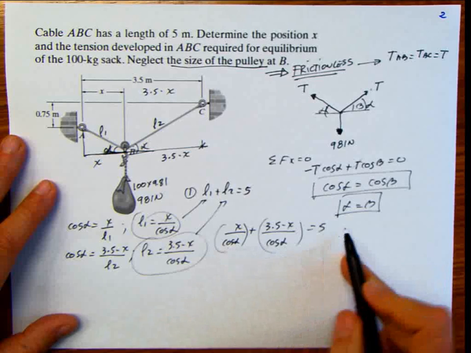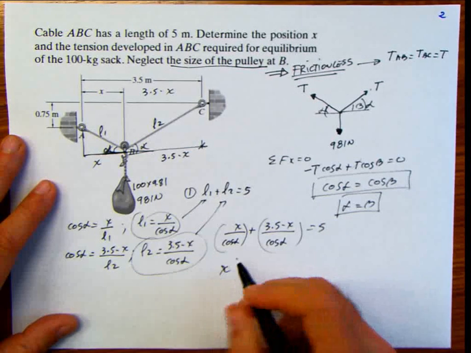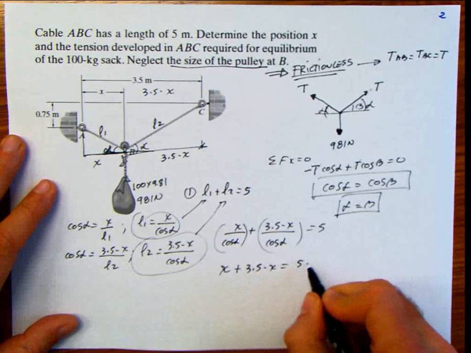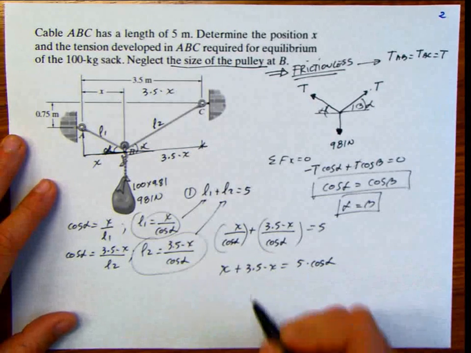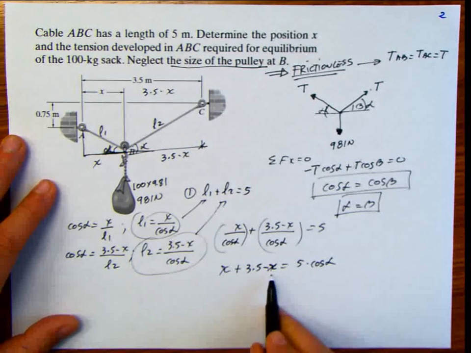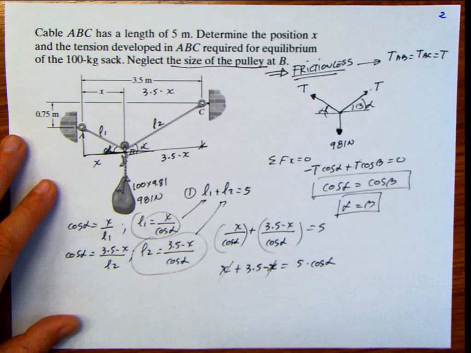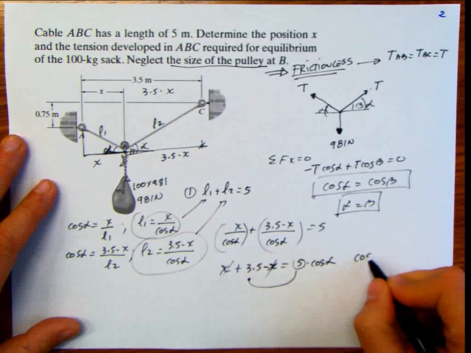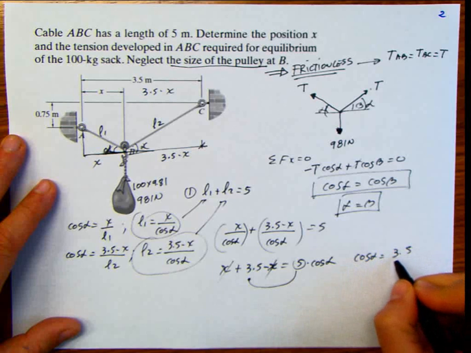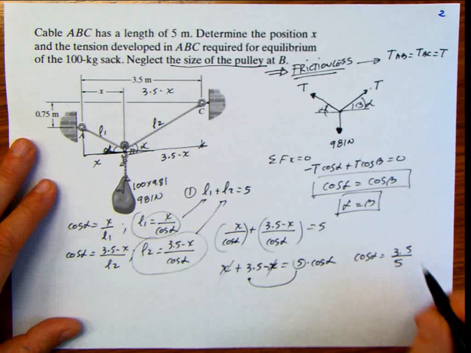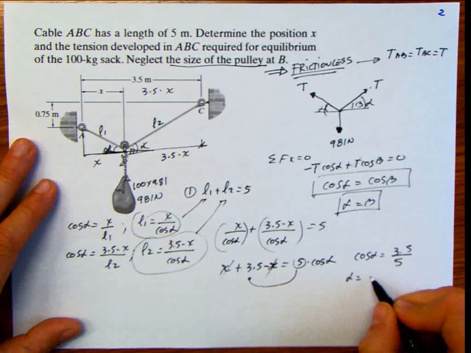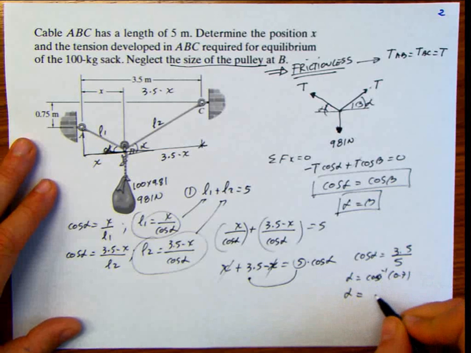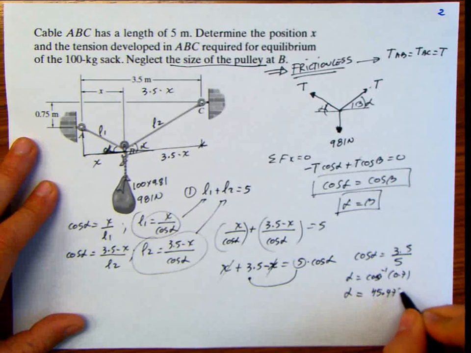This cosine, I'm going to pass it to the other side, multiplying. So then I'm going to have the numerator here as x plus 3.5 minus x equal 5 times cosine alpha. And look what happened almost miraculously: this x here and this x here cancel out. And then I take this 5, pass it divided to this side, and then I say cosine alpha equal 3.5 divided by 5, which means alpha is going to be the inverse cosine of 0.7, and alpha is going to be equal to 45.47 degrees.